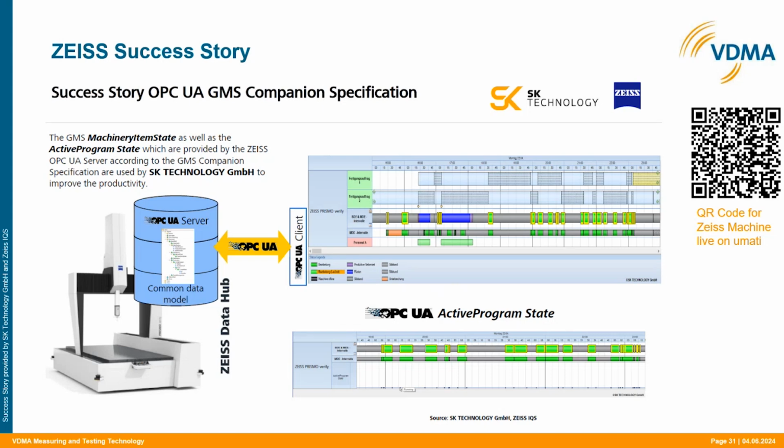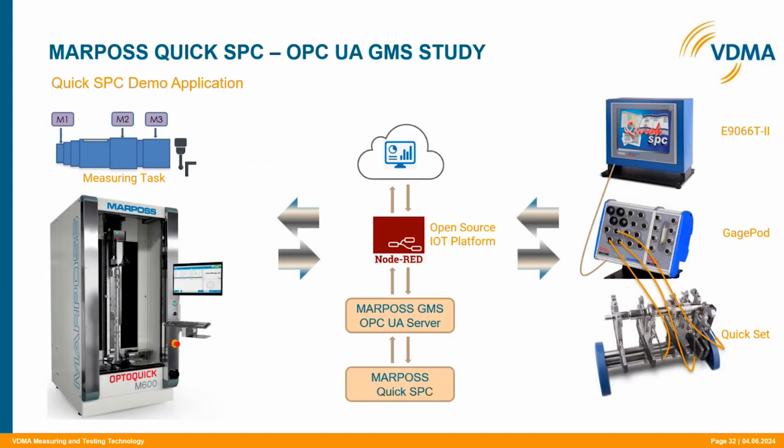But it's not only UMATI. I have a third example where one of the colleagues from the working group implemented his own website and his own IoT platform based on Node-RED. So as you have seen, there are a lot of things that we can achieve when we implement OPC UA for GMS. And with that, I'm almost done with my presentation.